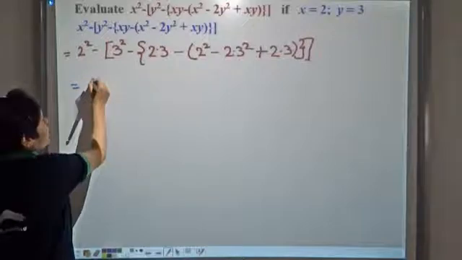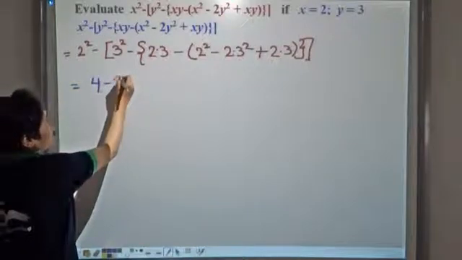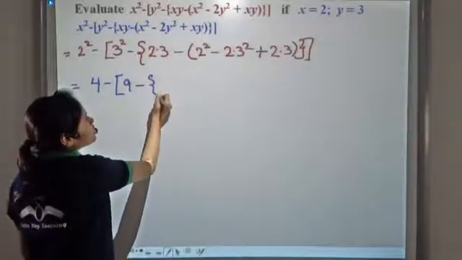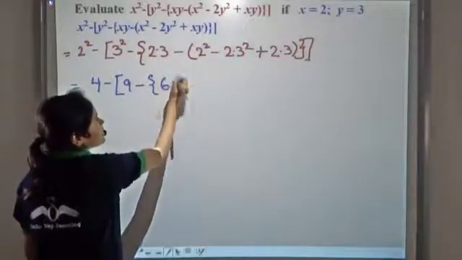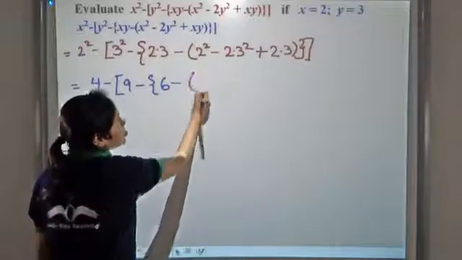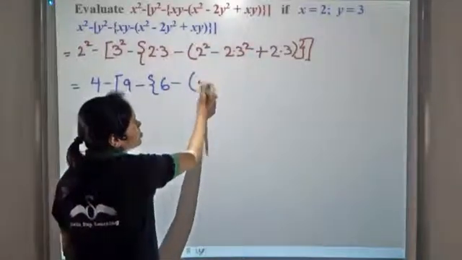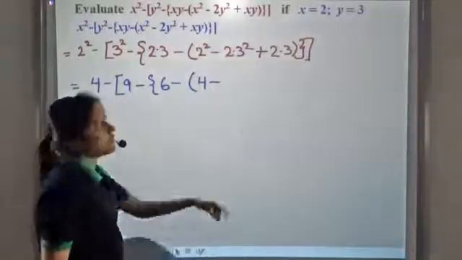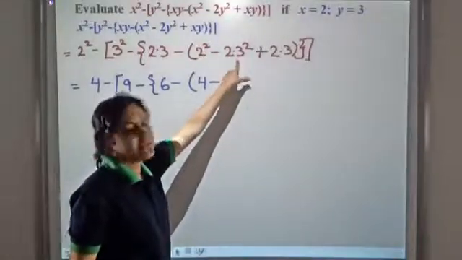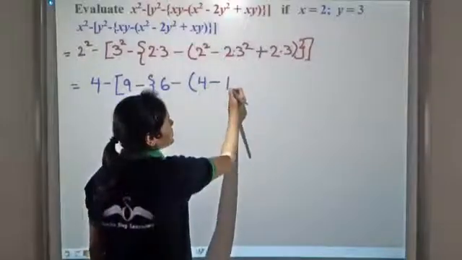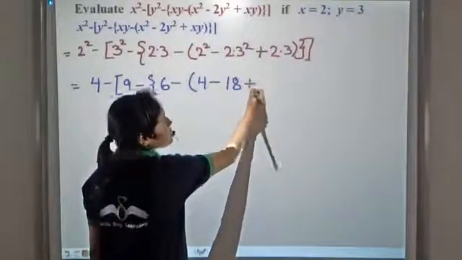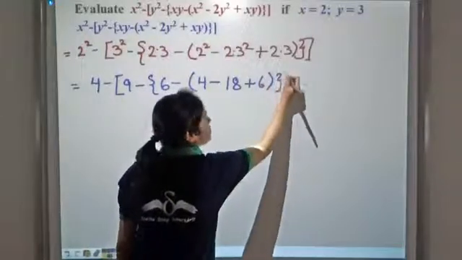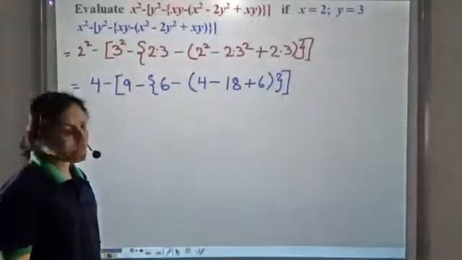Now 2 square is 4, minus 3 square is 9, minus 2 into 3 is 6, minus 2 square is 4, minus 2 into 3 square. So 3 square is 9, 9 into 2 is 18, plus 2 into 3 is 6. So this is what we have.